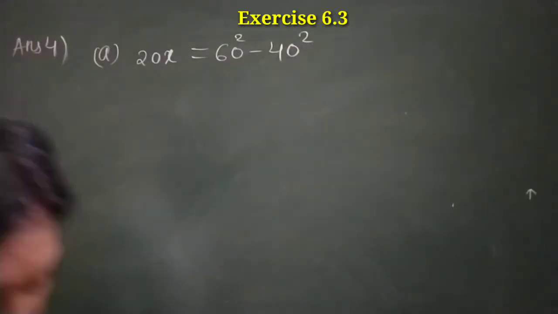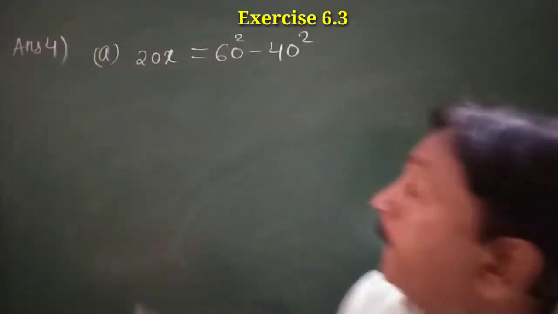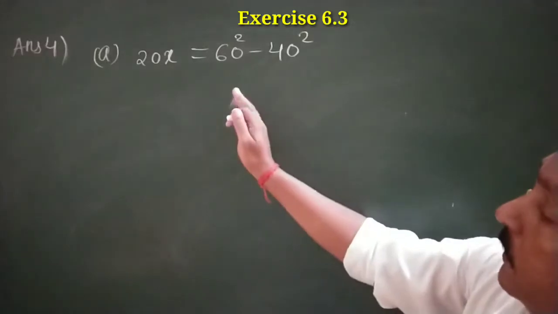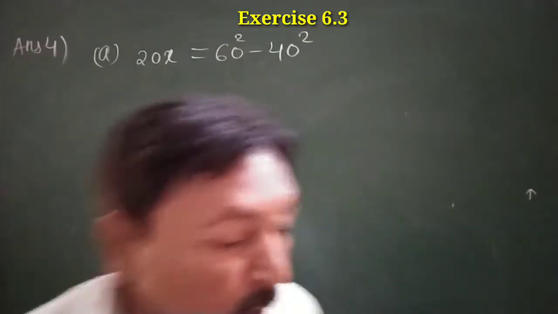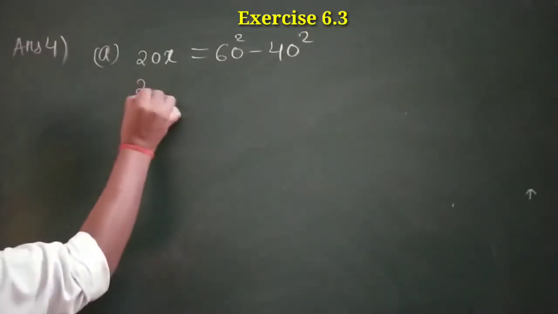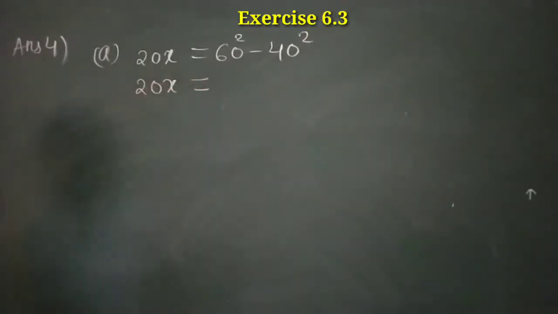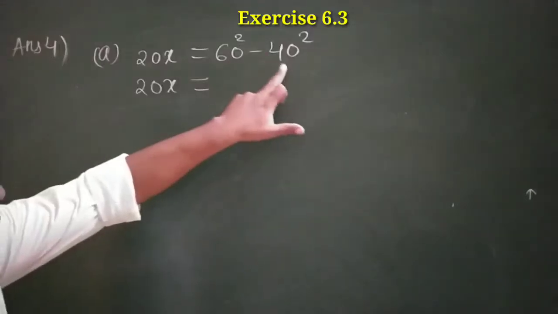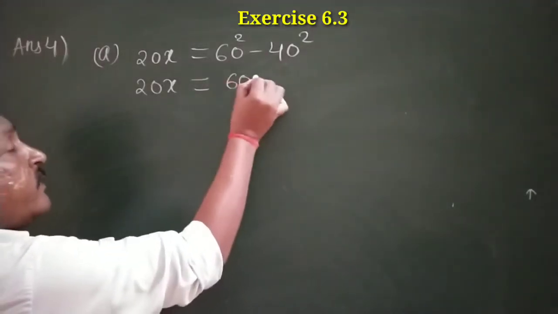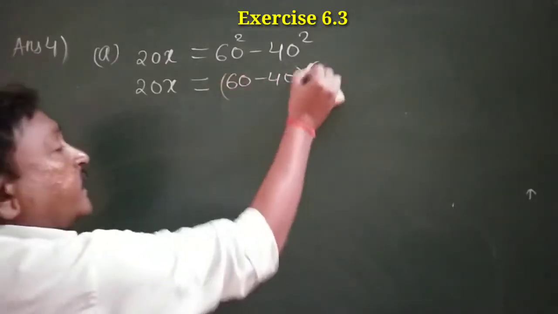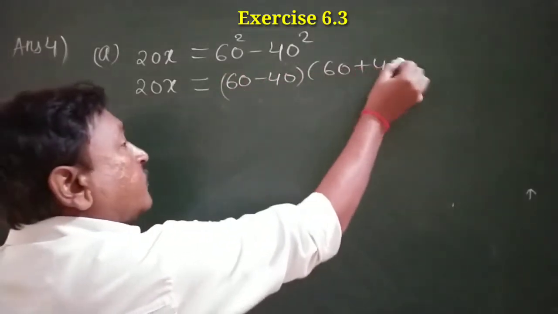Okay student, now see on the board question number 4, part A. In this question we have to find out the value of x. Okay, so first of all we have to solve it. 20x, see here, it is in the form a square minus b square, so we can write a minus b, a plus b, means 60 minus 40, 60 plus 40.